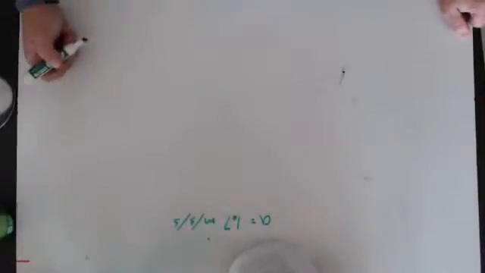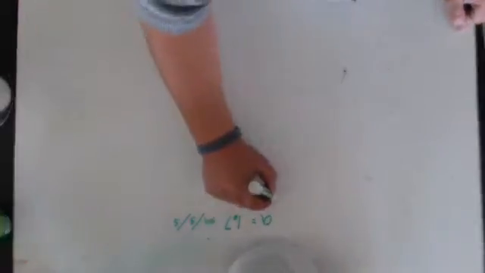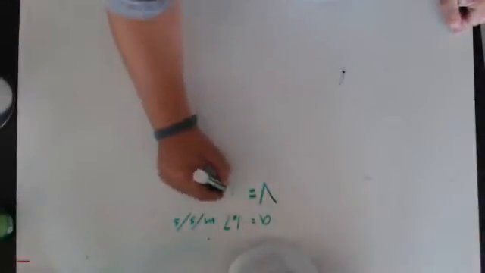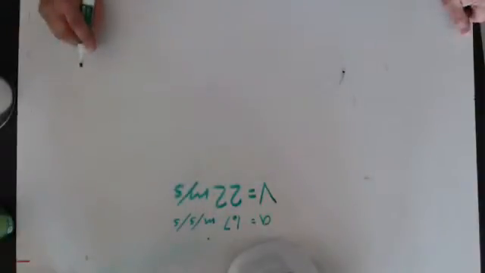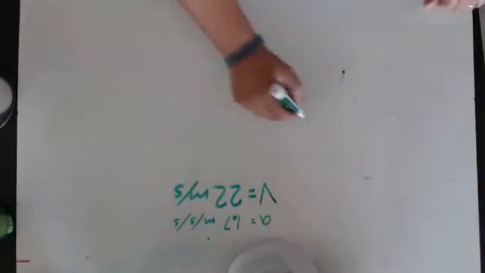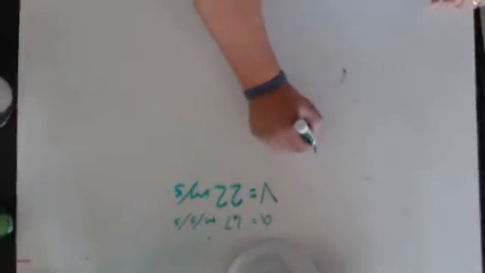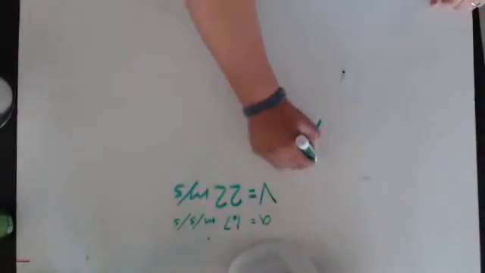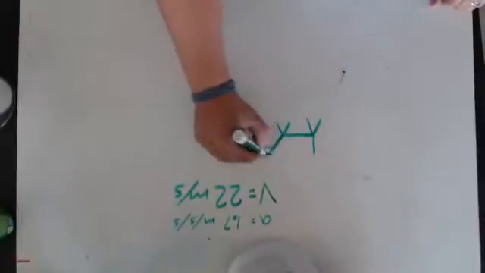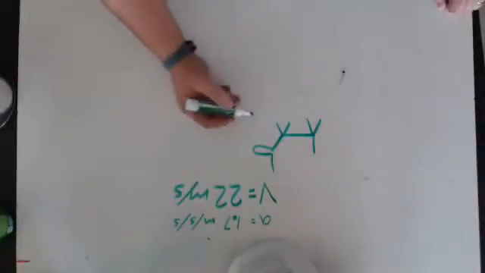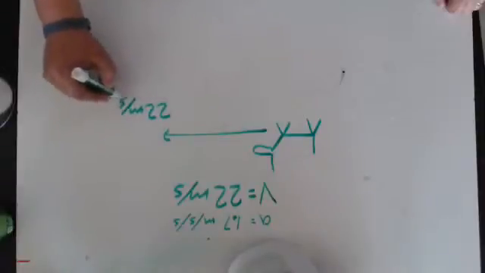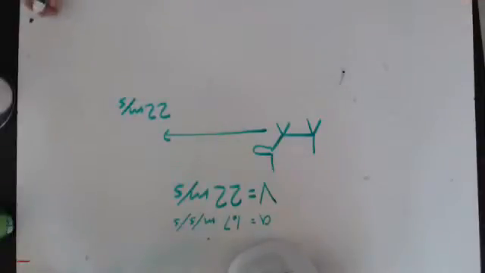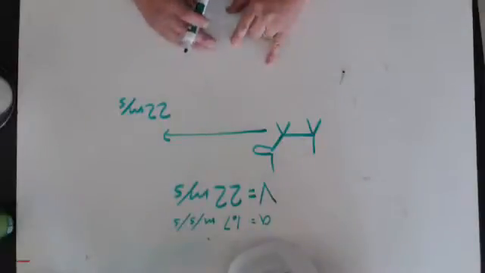meters per second squared. I have a velocity of 22 meters per second. And here's my antelope, that's going to accelerate up to 22 meters per second. Cool?